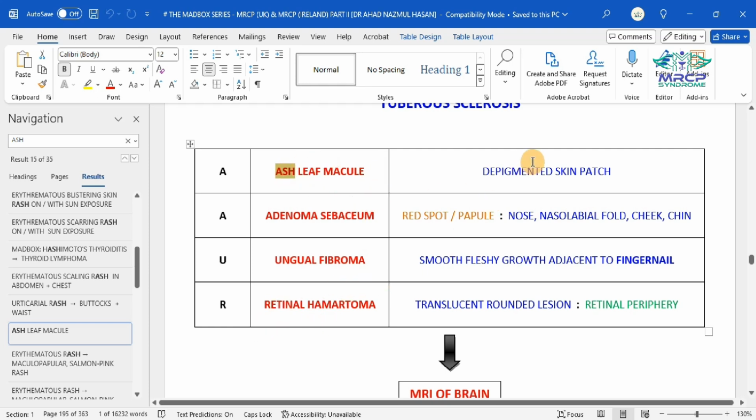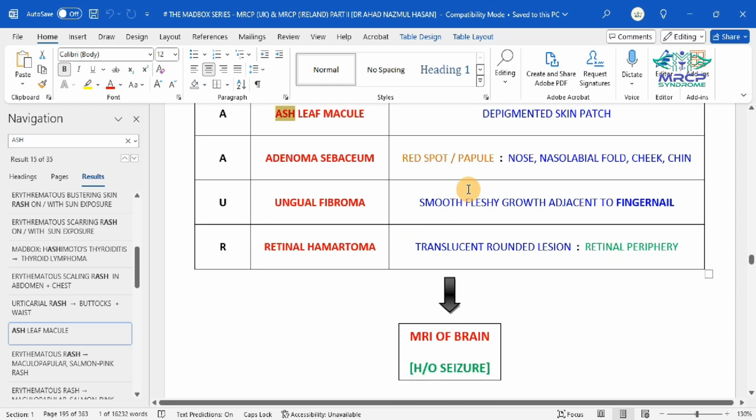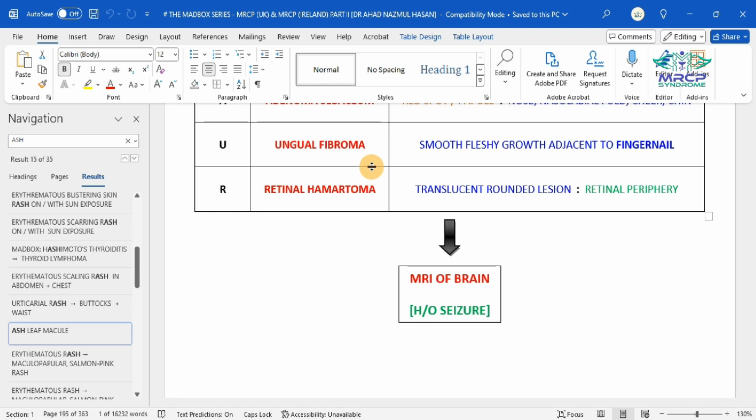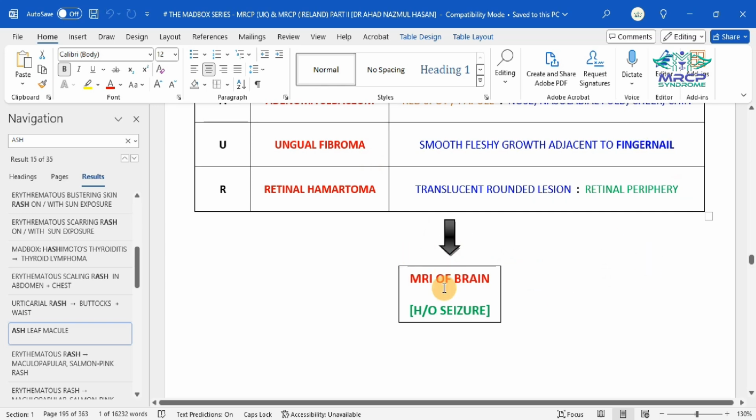Ash-leaf macule means there will be a depigmented skin patch. Adenoma sebaceum means there will be red spots or papules affecting the nose, nasolabial fold, cheek or chin. Ungual fibroma is a smooth fleshy growth adjacent to the fingernail. Retinal hamartoma is a translucent curvilinear band-like lesion emanating from the retinal periphery, and the investigation of choice would be the MRI of the brain.